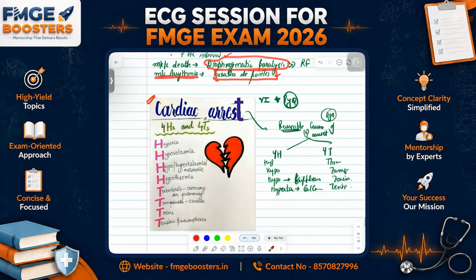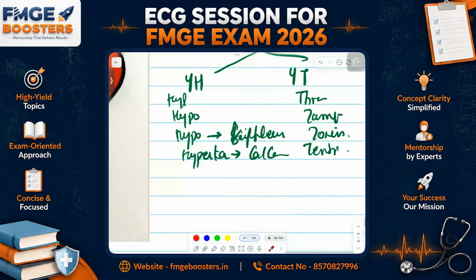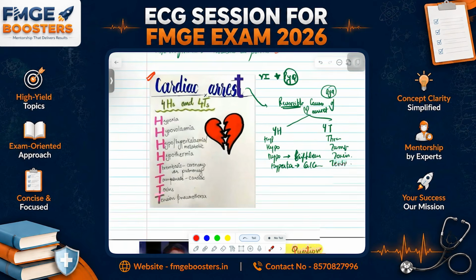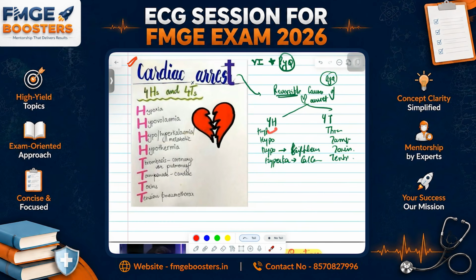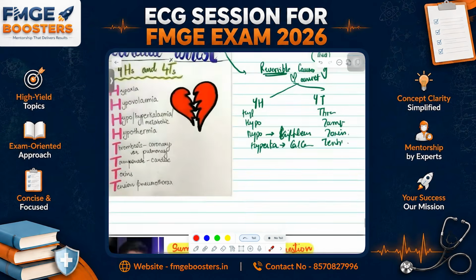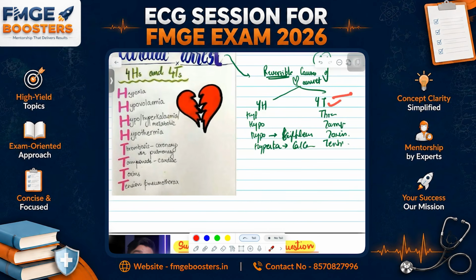ठीक है चलो, ये बताओ ये क्या है, 4H and 4Ts. These are reversible or irreversible causes? These are reversible causes of cardiac arrest, guys. It is hypoxia, hypovolemia, hyperkalemia and hypothermia. Whereas 4Ts में क्या आता है? Thrombosis. Of course we start thrombolysis. And then we have tamponade. Tamponade के लिए we do surgery.